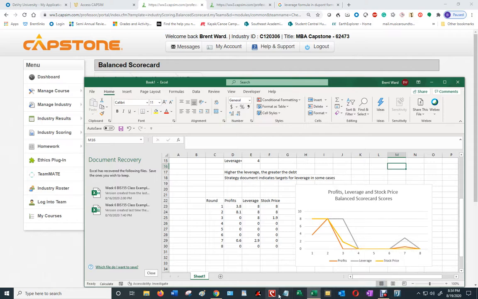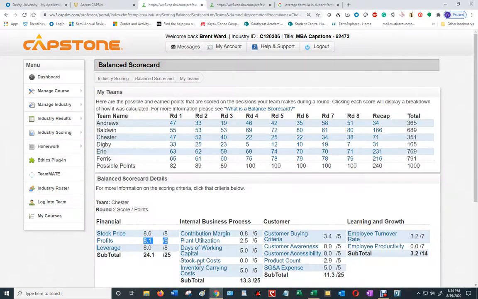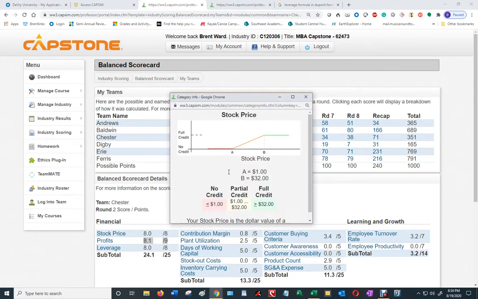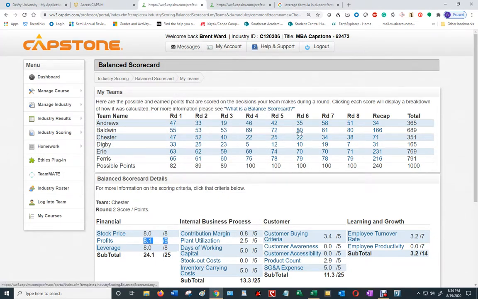Now, something else that will help you, if I go back here, if you click on each of these metrics, it tells you where your metrics needed to be to get various scores. So for example, on stock price, you can see that if your stock price was less than or equal to 1, then you got no credit. If it's between 1 and $32, you got partial credit. And if it was greater than 32, you got full credit. This is a moving target. You'll find that the numbers change on some metrics.